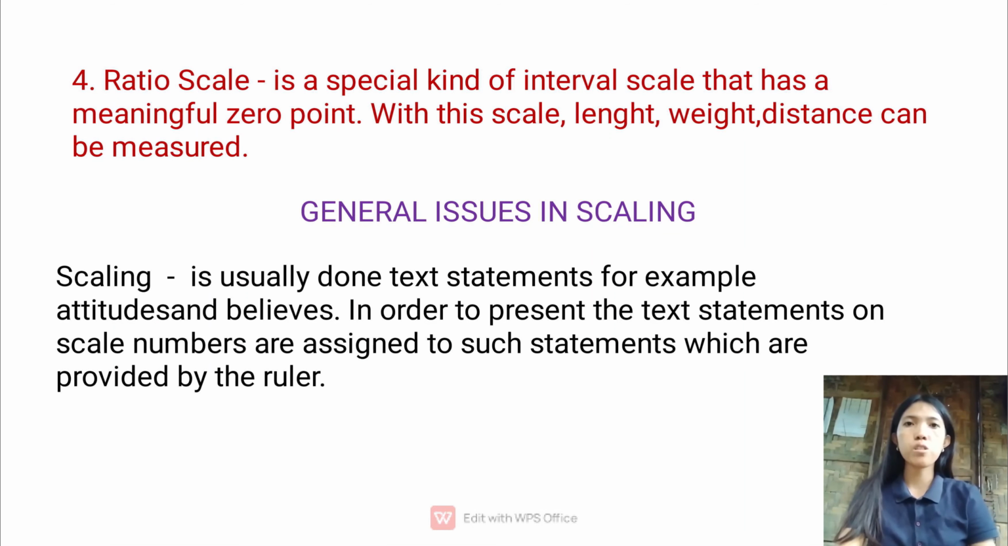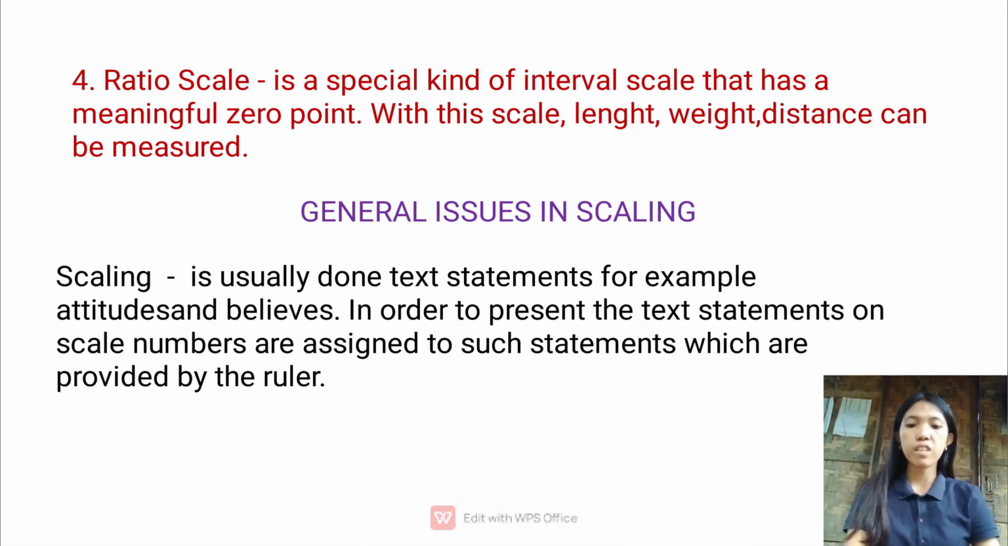Next is the ratio scale. A ratio scale is a special kind of interval scale that has a meaningful 0 point. With this scale, length, width, weight, and distance can be measured. In this scale, it is possible to say how many times greater or smaller one object is compared to the other.